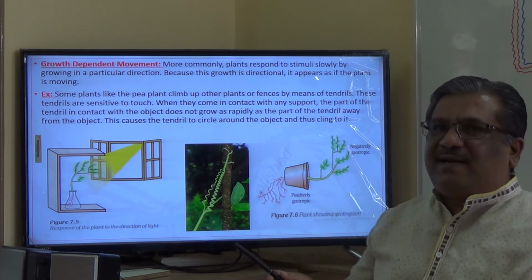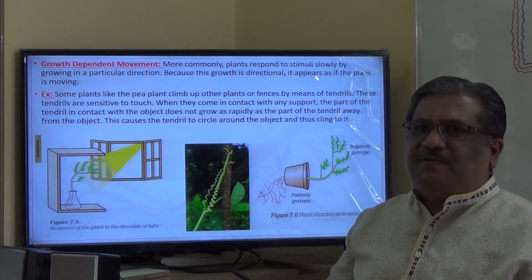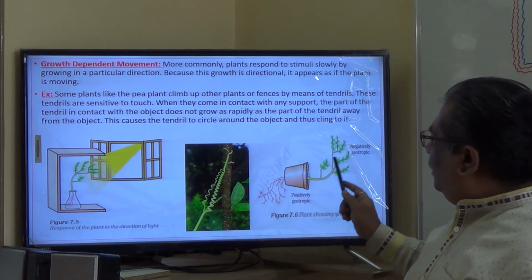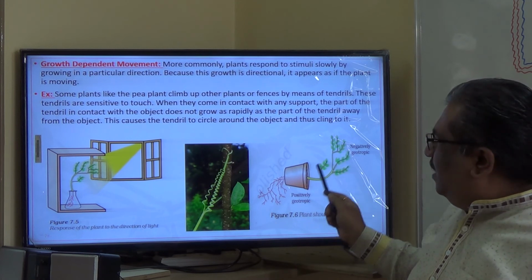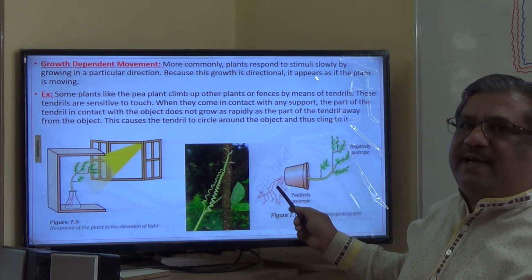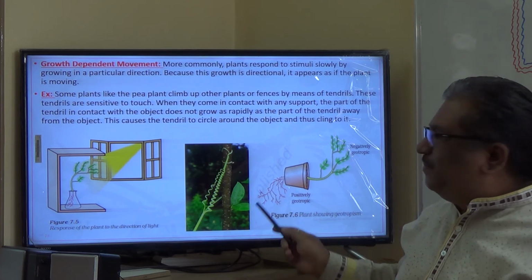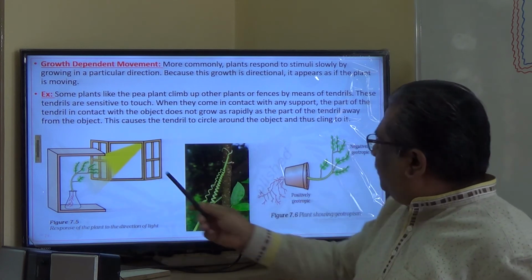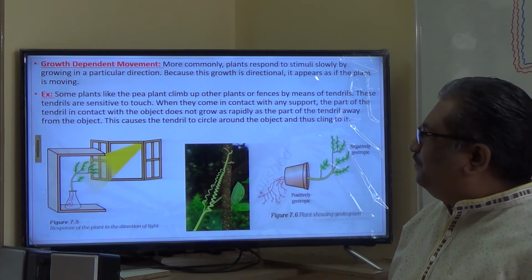The root movements are controlled by the stimulus, the gravitational force. Shoot movement is controlled also by gravitational force. This is against the direction of the stimulus, which is gravity. This growth is towards the direction of the stimulus, that is towards the direction of the gravitational force. So these are growth dependent movements.